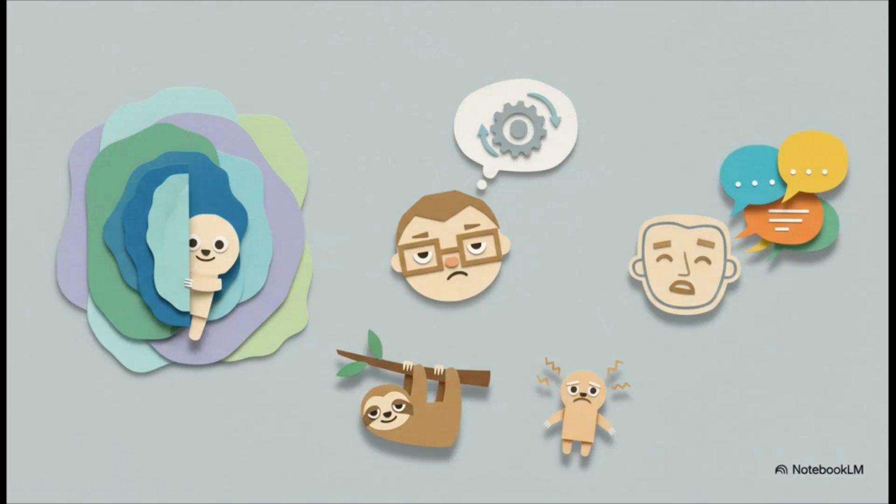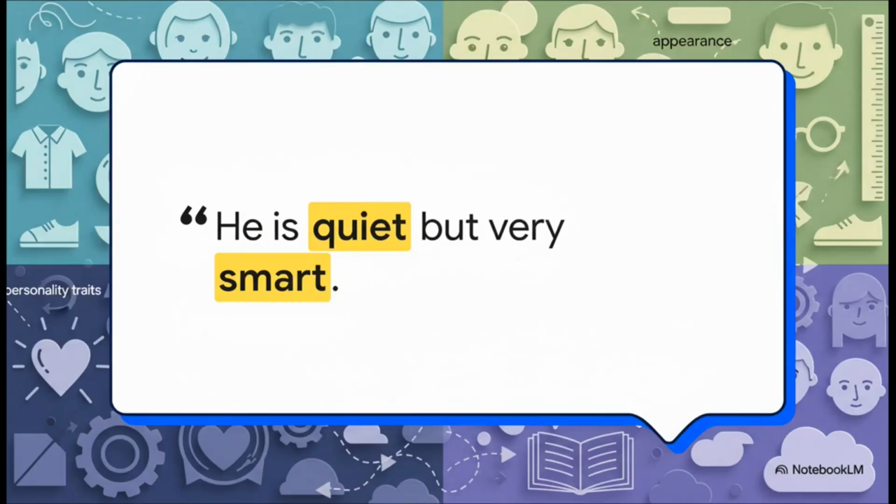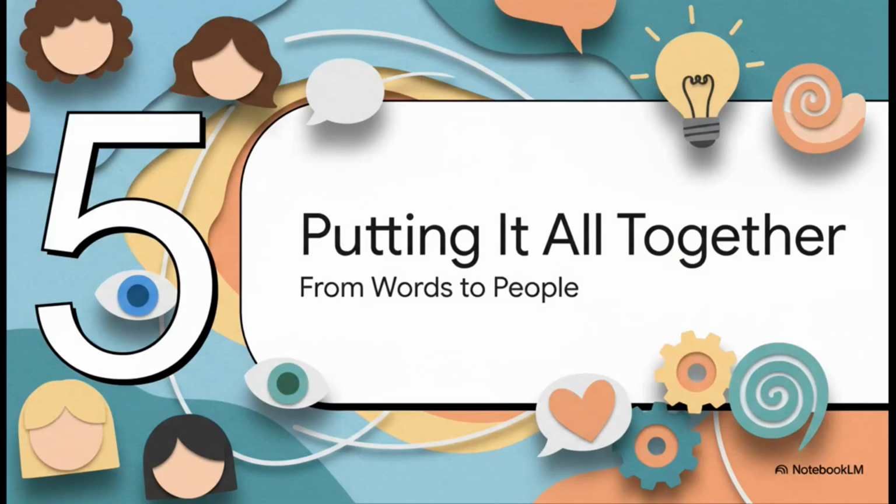Of course, personality is complicated, right? Some traits can be seen as neutral or even negative, all depending on the situation. Things like being shy, serious, or talkative. The truth is, most of us are a mix of all different kinds of qualities. And answering the question is often really straightforward. You just use the verb to be along with your adjectives. So if someone asks, what is he like? You could say, he is quiet but very smart. Simple, clear, and effective.